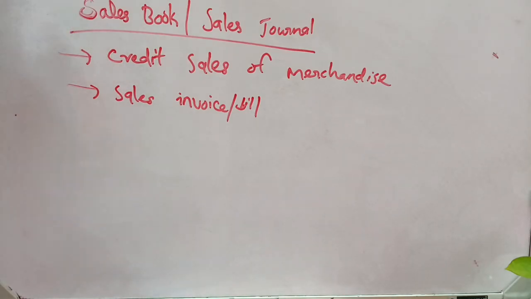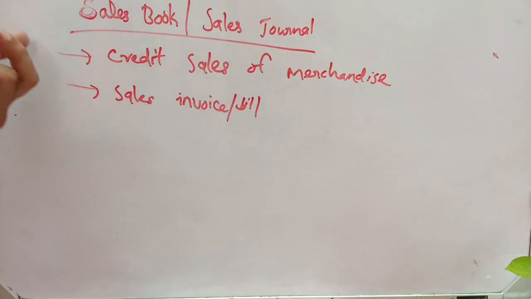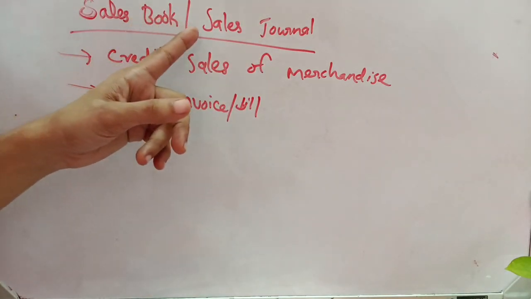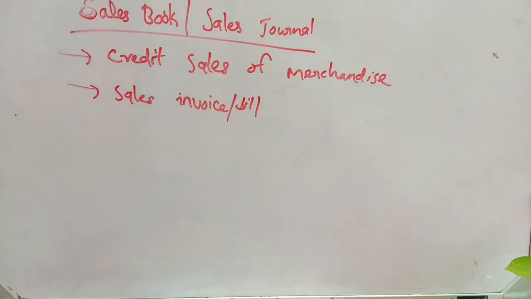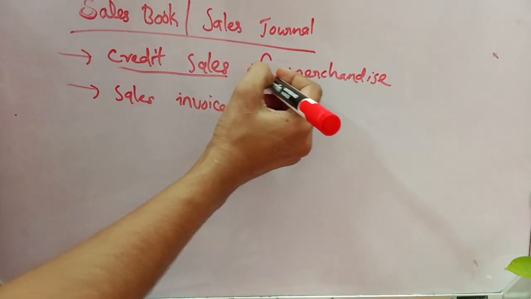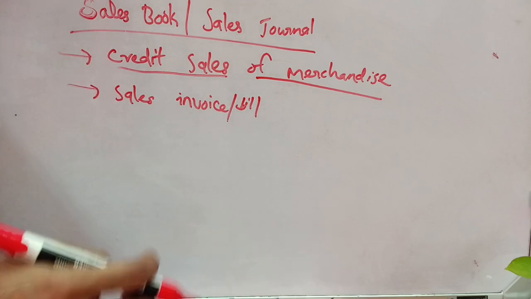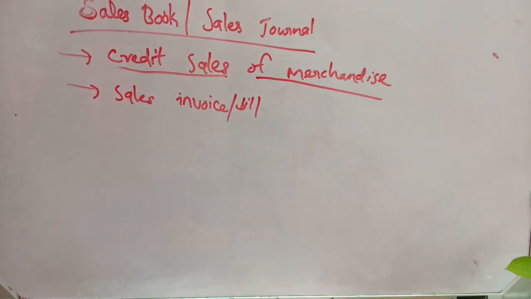Now let's discuss the sales book or sales journal. Another of the other subsidiary books is the sales book or sales journal. These are maintained to record all credit sales of merchandise. That is, cash sales are not recorded in the sales book or sales journal. Only credit sales of merchandise are recorded in the sales book or sales journal.